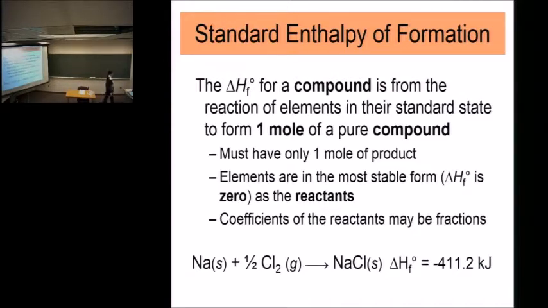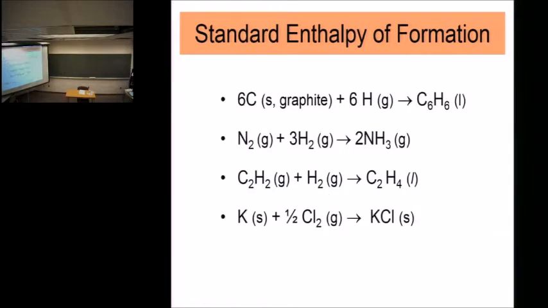So let's see. Looking at these equations, can you tell me which one of these equations represents the heat of formation reaction of the compound? Now, do you remember what our conditions were? How much product can we have? 1 mole. And what about the reactants? What can you tell me the reactants have to be? They have to have a heat of formation of 0. And can they be compounds or do they have to be elements? Elements, because compounds don't have a heat of formation of 0, right? So they're going to have to be elements.